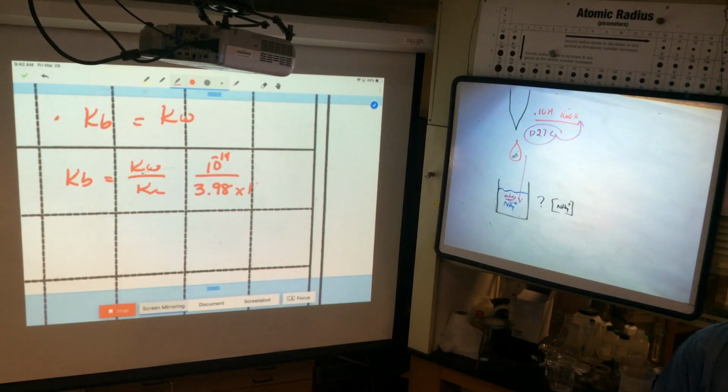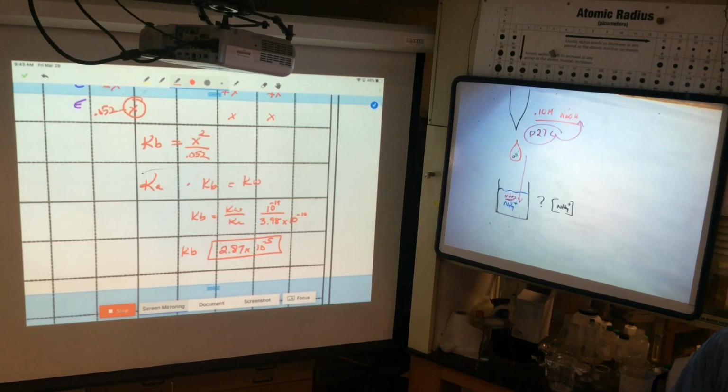3.98 times 10 to the negative 10, right? Put this in our calculator. Negative 14 divided by 3.98 second function EE negative 10. If I did this right, I got a Kb equal to 2.87 times 10 to the negative 5. Did I do that right?